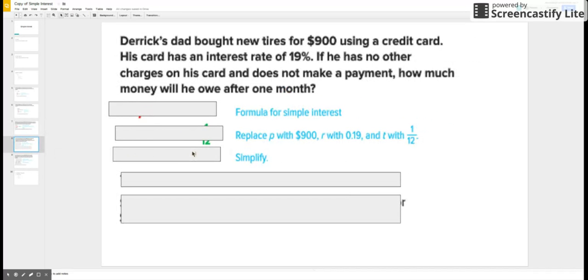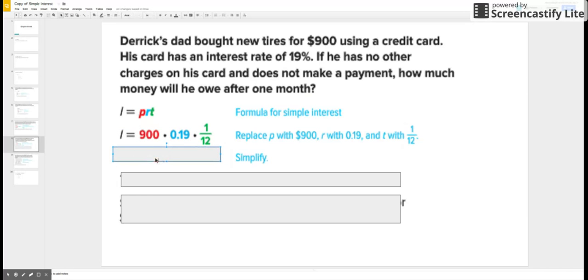Derek's dad bought new tires for $900 using a credit card. His card has an interest rate of 19%. If he has no other charges on his card and does not make a payment, how much money does he owe after 1 month? So here we're going to start off with the formula for simple interest. Now we're going to replace P with $900. That's what he starts off with. The rate, we're going to do 0.19. And the time, well, it's 1 month, so it's 1/12. Think of it as 1 out of 12.